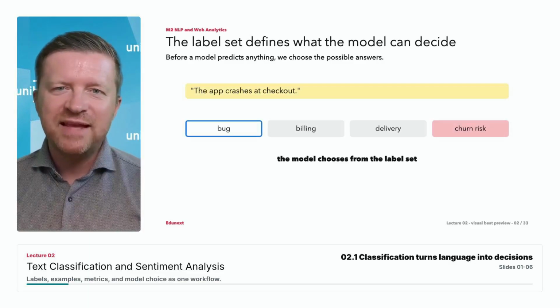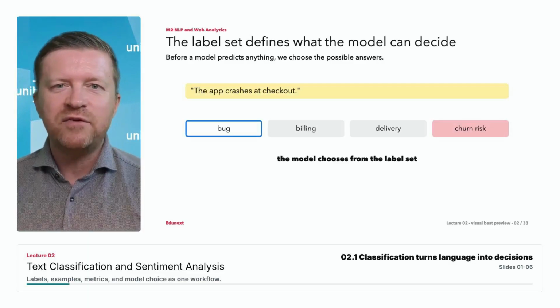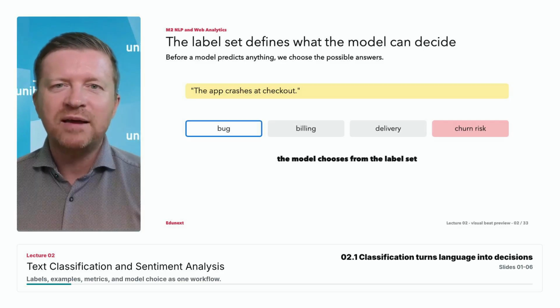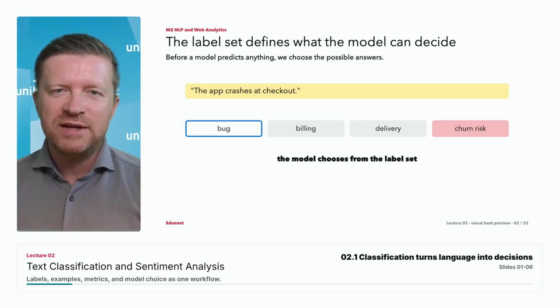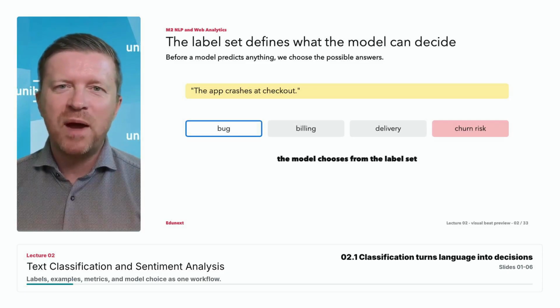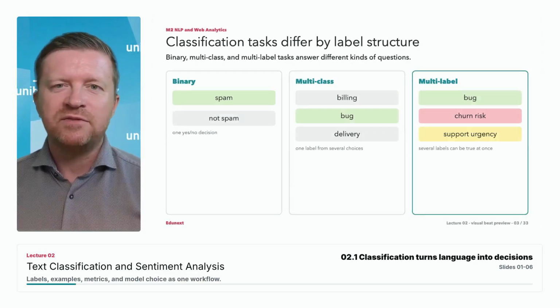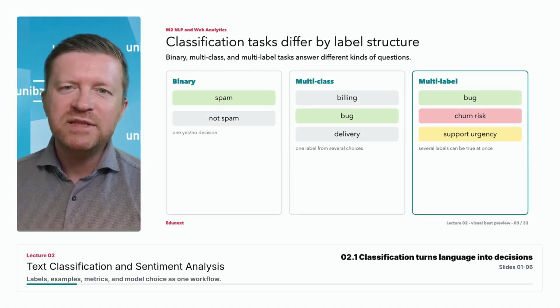A useful way to think about this is that the label set defines the model's decision space. If the available labels are bug, billing, delivery, and churn risk, then the model can only choose among those possibilities. It cannot invent a better workflow for us. We choose the possible answers first, and then the model chooses among them.